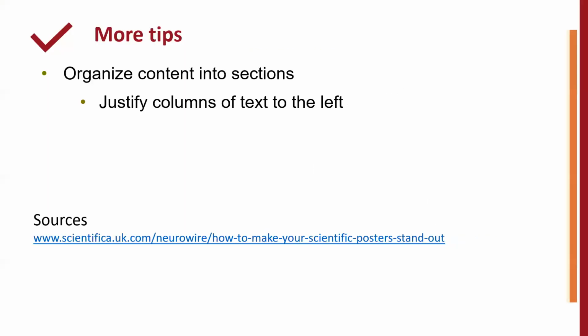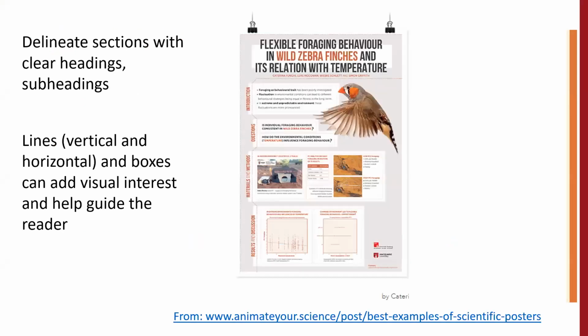And then some other tips is organizing the content into sections. And we saw how that can make your poster look very nice and neat with a good layout. Like this one, the sections are clear. It's got the headings, boxes. They've used boxes. You can also use lines like vertical or horizontal lines to delineate your sections, and that adds visual interest, but importantly helps guide the reader as to what they're looking at, what goes with what.